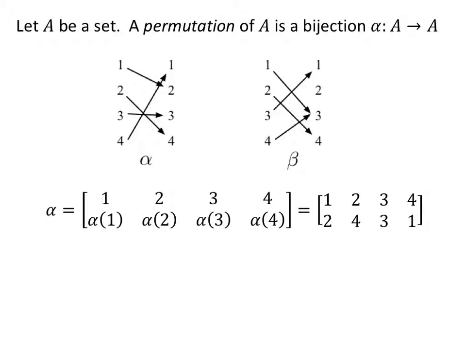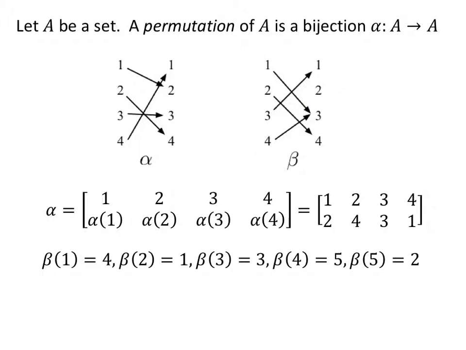Let's just take another example of a completely different function beta, not the same one that we have up here. But here's a new function beta, and let's write it in its similar form here. So beta maps 1 to 4, maps 2 to 1, 3 goes to 3, 4 goes to 5, and 5 goes to 2. And you'll see the same information is encapsulated in this little two-line notation. 1 maps to 4, 2 maps to 1, 3 maps to 3, 4 maps to 5, and 5 maps to 2.